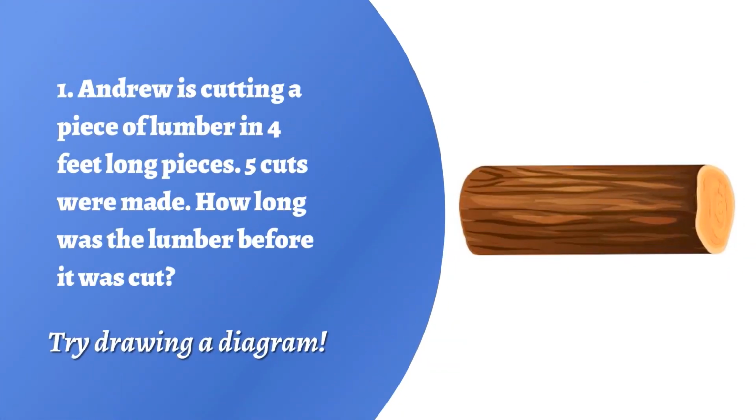Number 1. Andrew is cutting a piece of lumber into 4 feet long pieces. 5 cuts were made. How long was the lumber before it was cut? Try drawing a diagram for this picture.